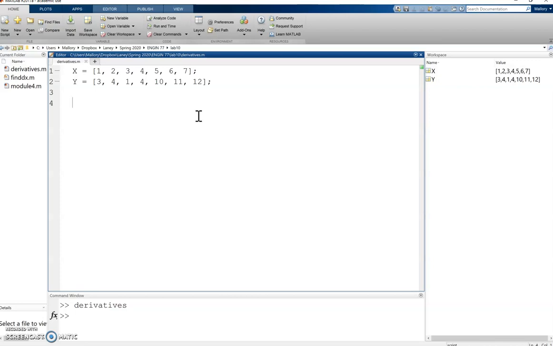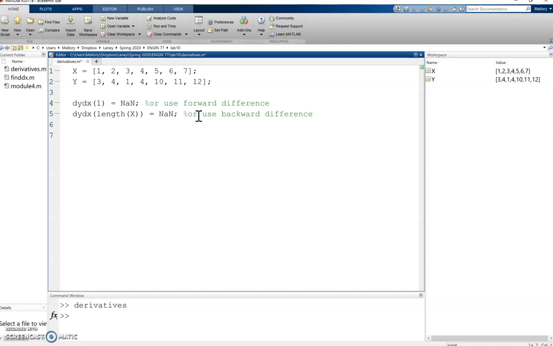So I'll go ahead and say that dy dx of 1 is equal to not a number, or I could use forward difference here if I was concerned with losing information right there. And I'm going to say dy dx of the length of x, so that last point is also going to be not a number. Or I could use backward difference here.